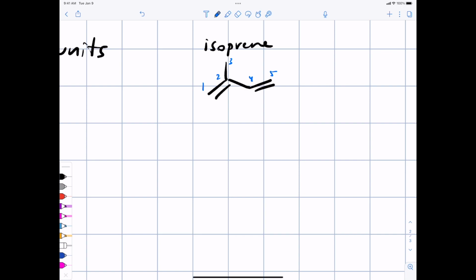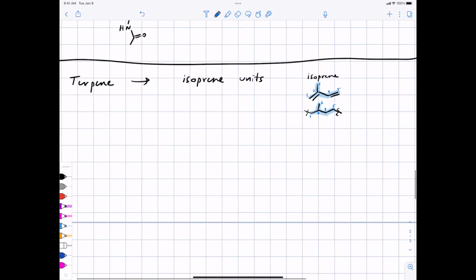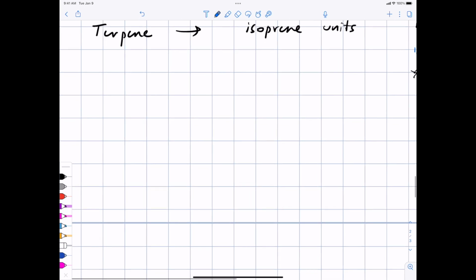I realize that's not IUPAC, but the thing that defines an isoprene unit within a natural product is this 5-unit chunk of carbons with a branching methyl group on carbon 3. And being able to recognize that isoprene unit in an existing natural product is the first step in being able to propose a reasonable synthesis or a reasonable mechanism for how that natural product forms. Let me give you a couple examples.